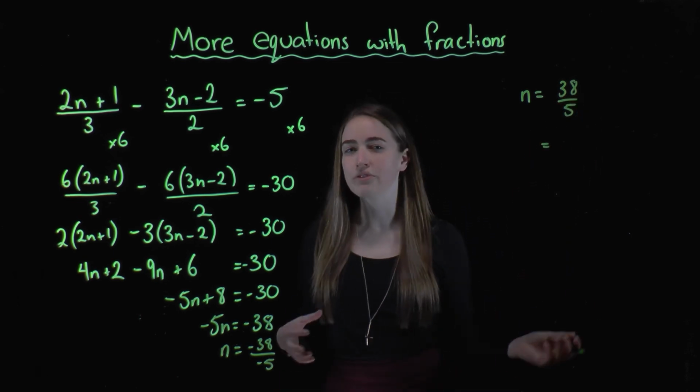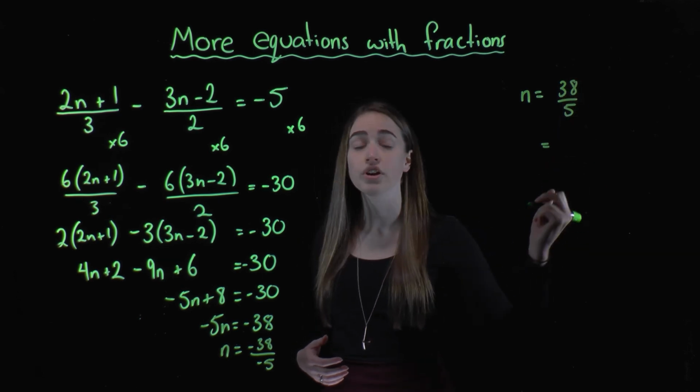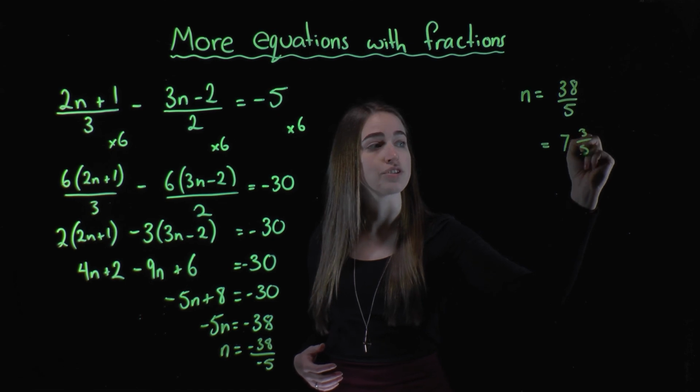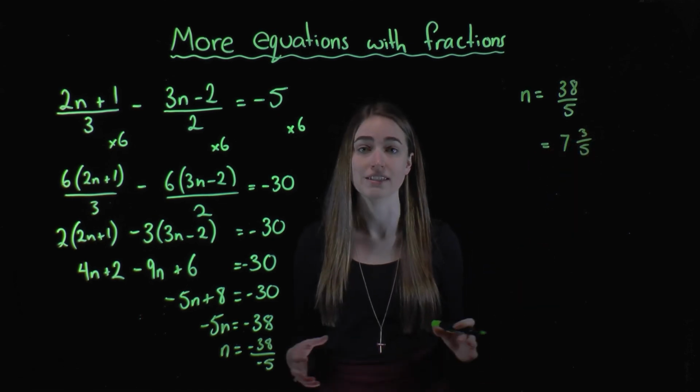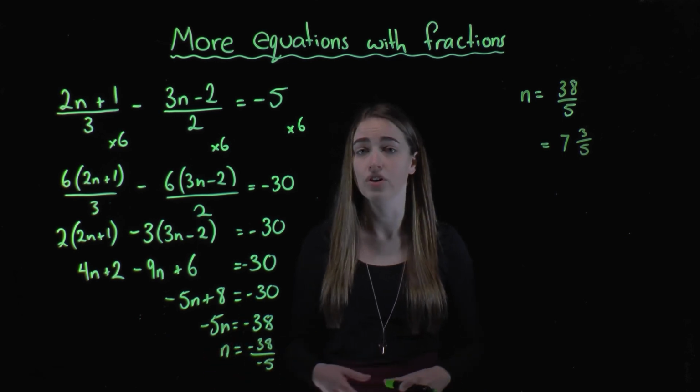And we can simplify that if we want to write it as a mixed numeral instead of an improper fraction. 5 goes into 38 7 times, and there's 3 left over. So we're going to have 7 3/5 as our final answer. So that's having a look at one more type of equation that involves fractions.